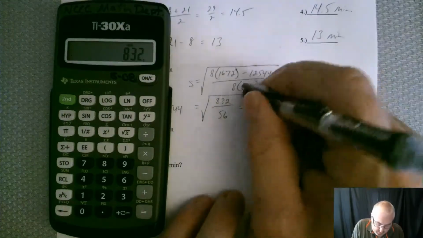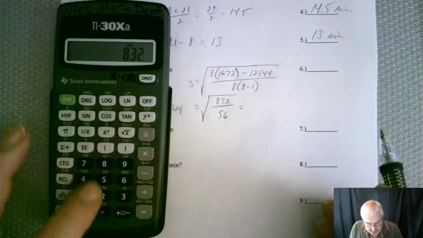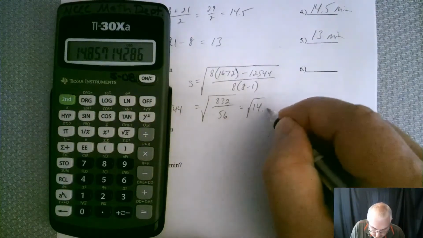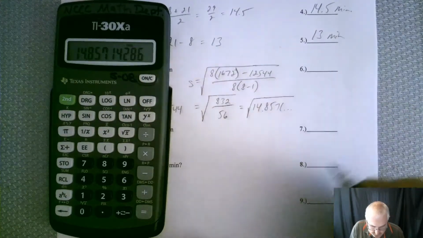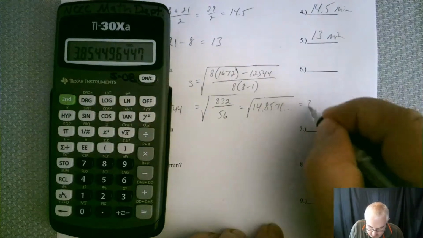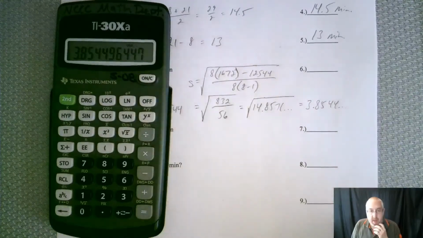All right. So now let's divide that by 56. So we want the square root of 14.8571 and change, so we can just square root that. So that looks like 3.8544 and so on. Now, how do we round this?